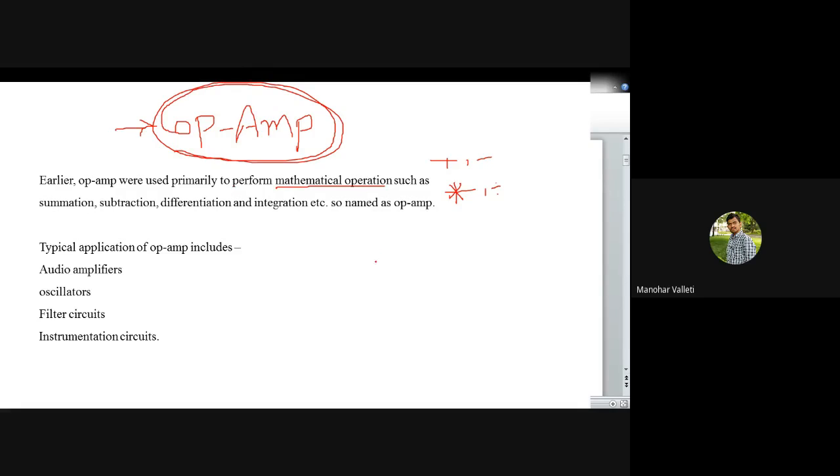Different companies fabricate this op amp IC. One popular IC is the μA741. The company is Fairchild. Fairchild company fabricates this μA741. The first two letters are not that important for you in the syllabus, but remember that the general purpose and most popular op amp IC is 741.